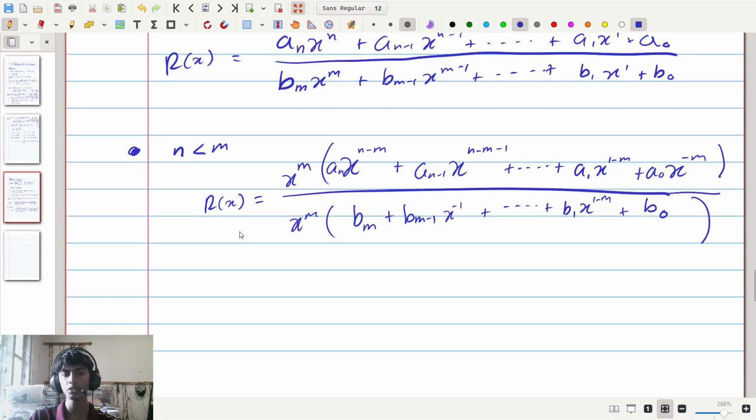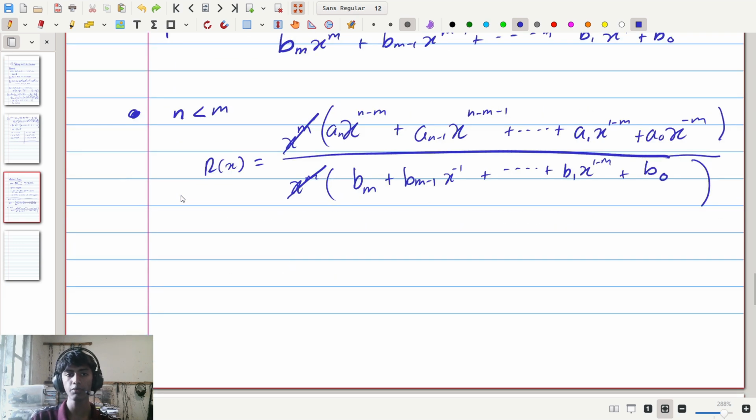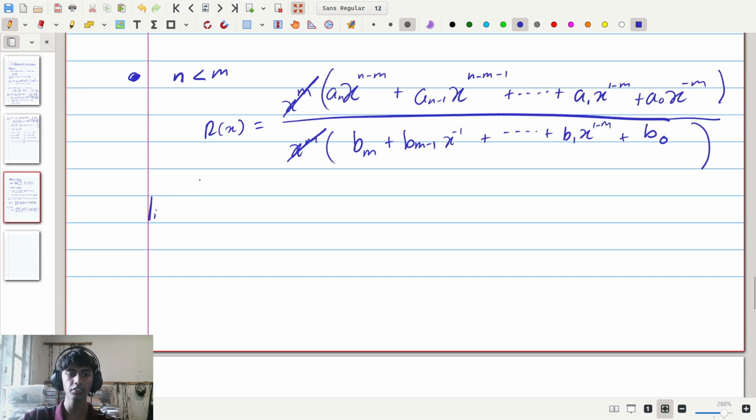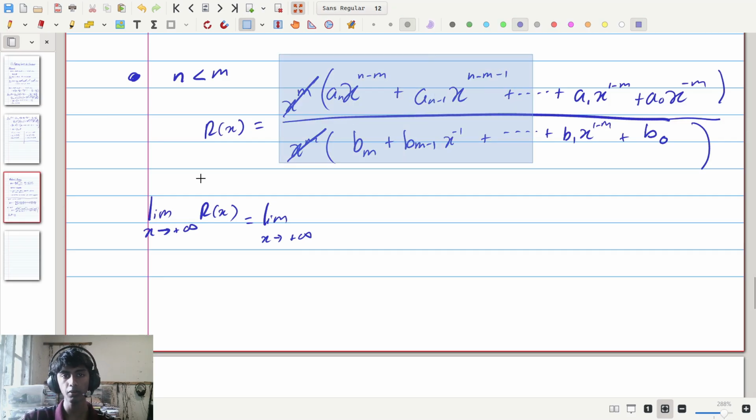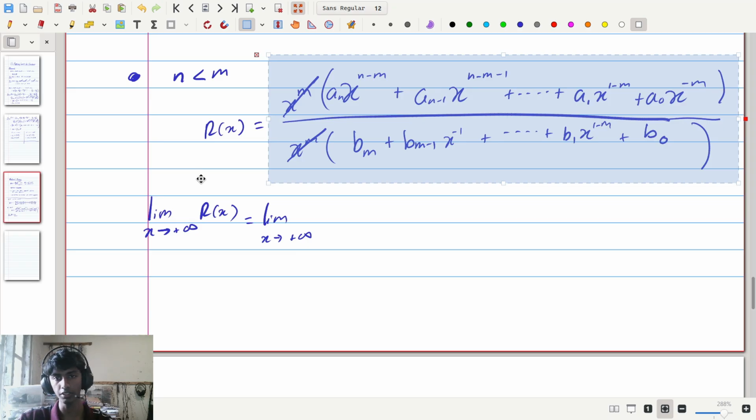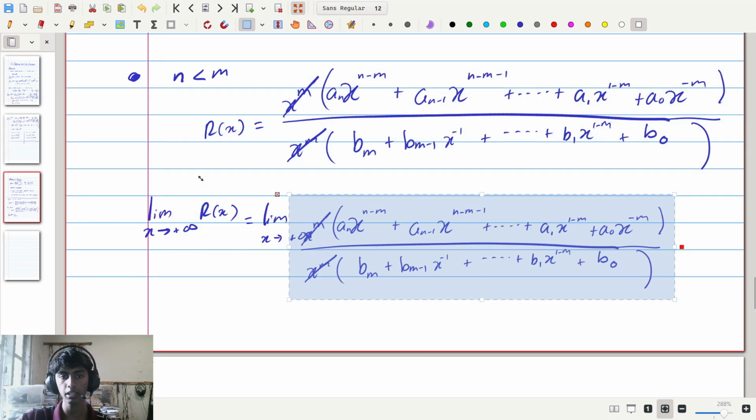Now, I'm going to take the limit of both sides and cancel out this x to the power of m. I can cancel out the x to the power of m and not have an issue here because x is not equal to 0, because we are considering the limit as x approaches infinity. So here, if we do that, taking the limit of both sides as x approaches, we'll do positive infinity first. The limit as x approaches positive infinity of R of x is going to be the limit as x approaches positive infinity of all of this. Copy and pasting all of this down, I'm going to have to shrink it a little bit because it's too big.